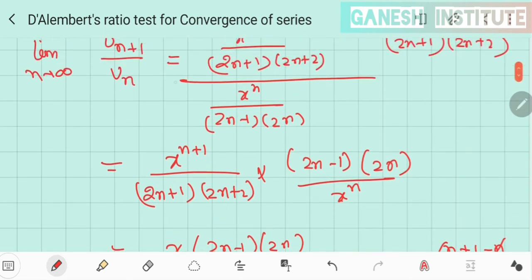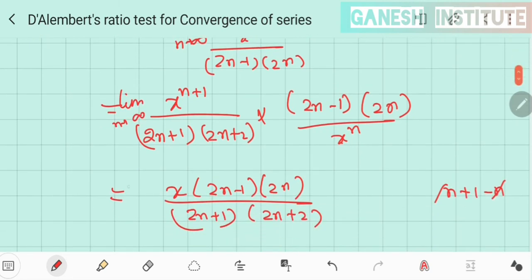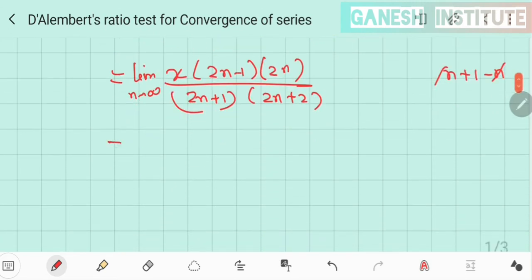This is over the limit n tends to infinity. So solve it. Whenever you have n tending to infinity, you need to take common factors. Take n common from here and n from this term, so n square will be common.